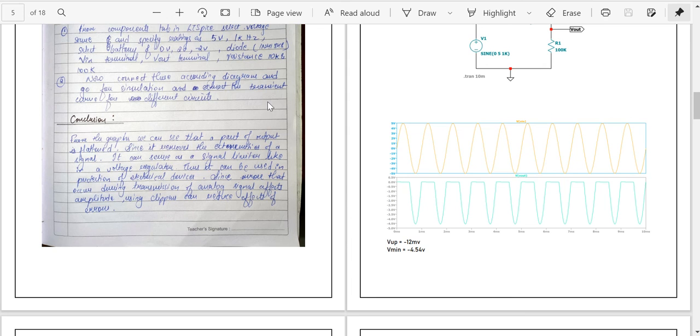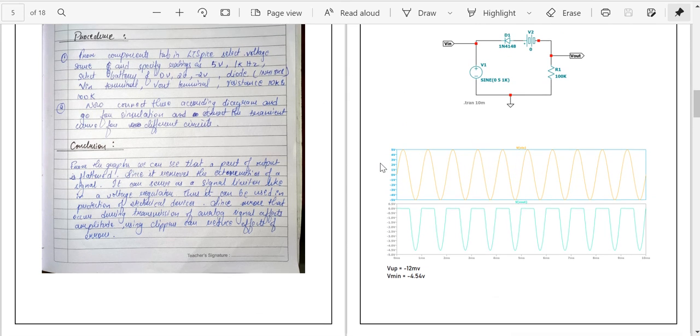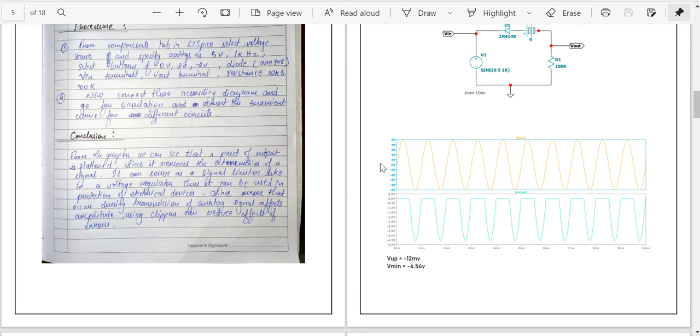We can use these types of clipper circuits and dual clipper circuits in regulators. It is widely used in regulators and some electrical devices. And since the error that occurs during the transmission of analog signals affects amplitude, using clippers it can be reduced. We can reduce the error during the transmission of analog signals. So this was the 4th experiment, part A.